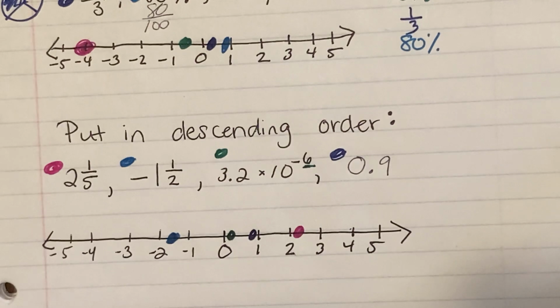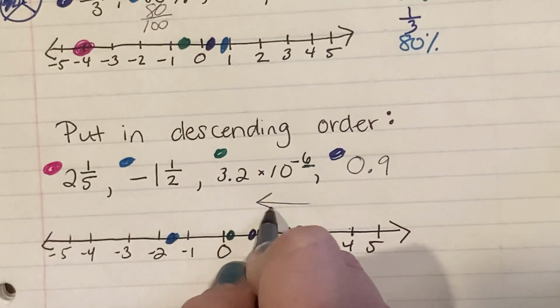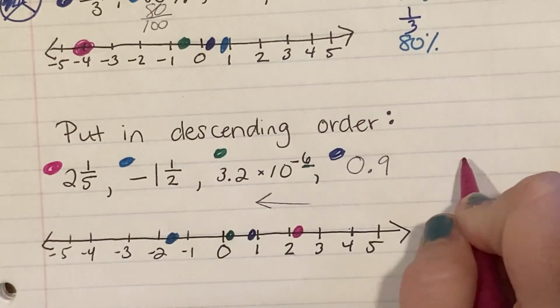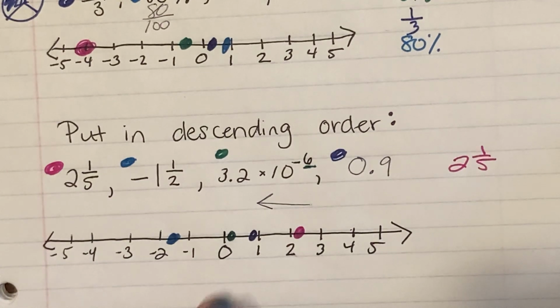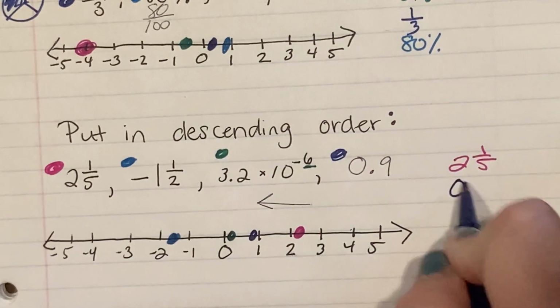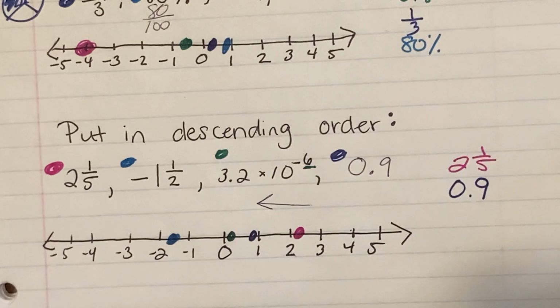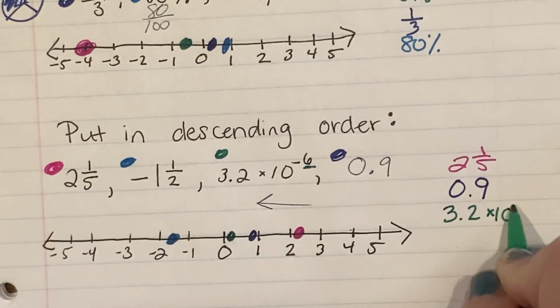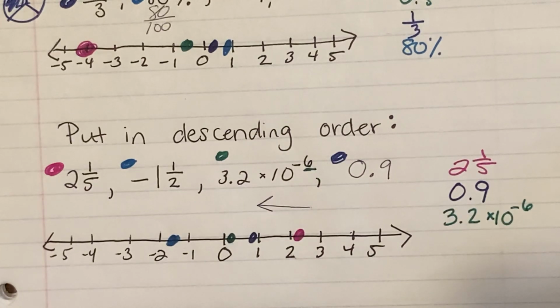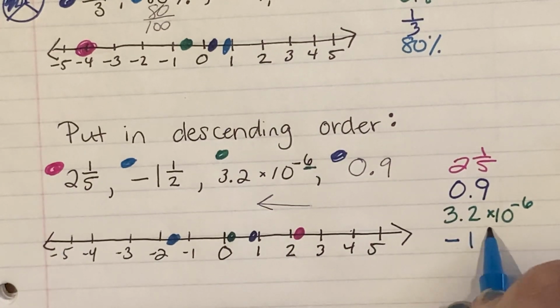So ascending and descending, I have them stand up and sit down to practice. So in this case, when they go to put the numbers in order, they're going to look down their number line and they're going to say, okay, so the greatest one is 2 1/5. The next color is the dark blue, which was 0.9. We then run across green, which is 3.2 times 10 to the -6. And the last color we have is the light blue, which is -1 1/2.